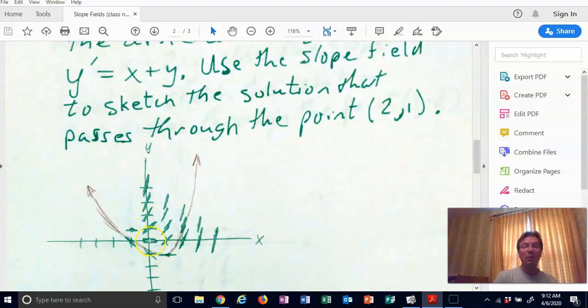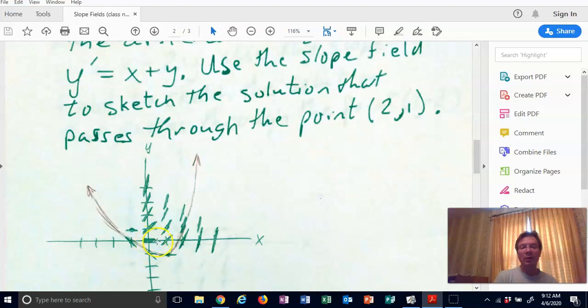If I go down below on the y-axis, below the origin, I would have the point 0, negative 1. You can see that would have a slope of negative 1 because 0 plus negative 1 is negative 1. So I can get some negative slopes too. All right. I'm just going to pick a couple other points.